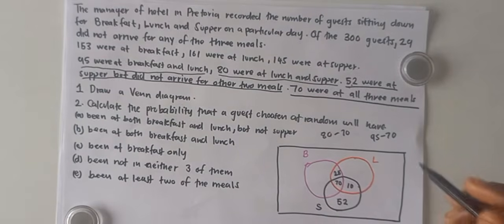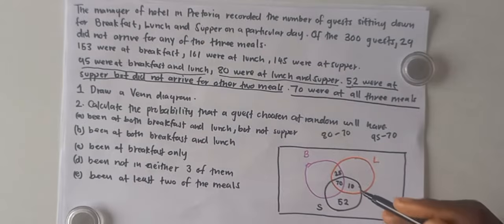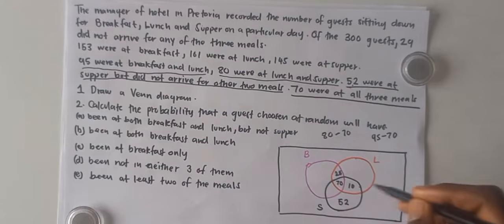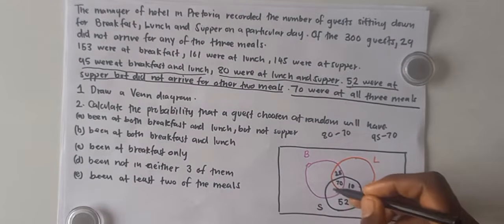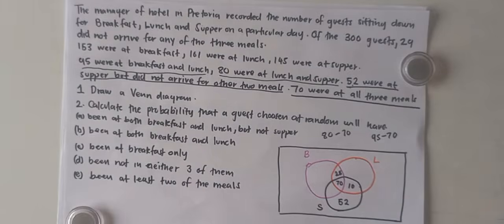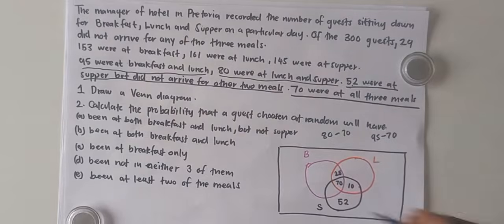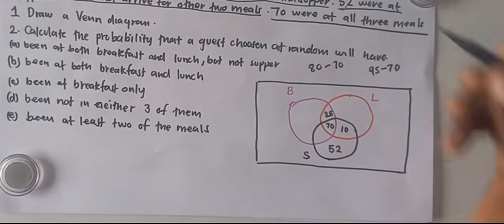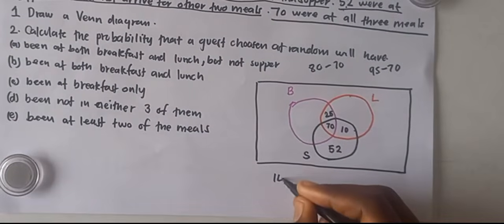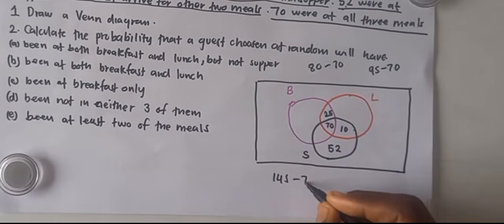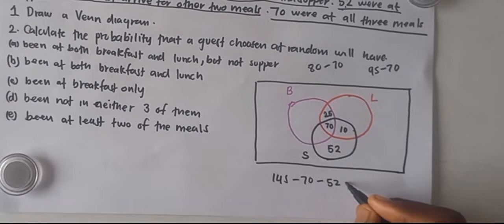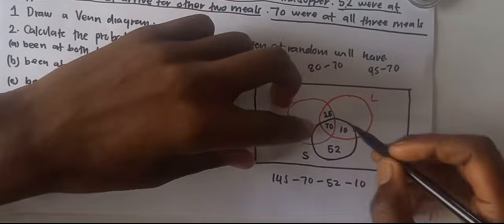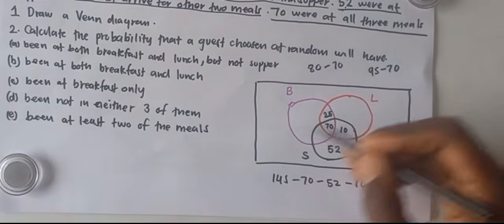So now we have to calculate the total of the people who were at supper, breakfast, and lunch. We have to start with this one because it has a lot of information here. For supper only, for all the people who were there for supper, how many? It was 145. So I'm just going to say 145, and then we subtract 70, 52, and 30. We want to fill this black circle, all of it. We want to know how many of them.